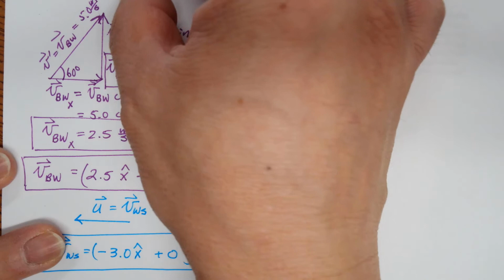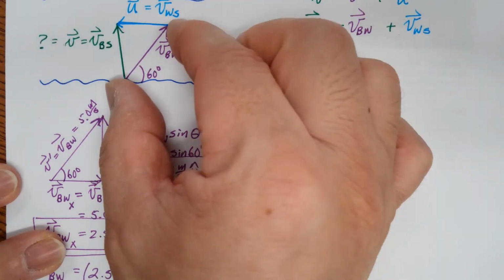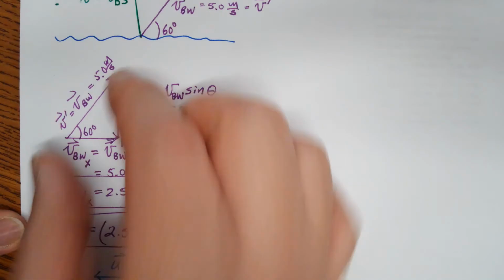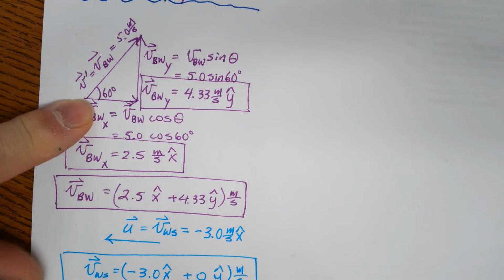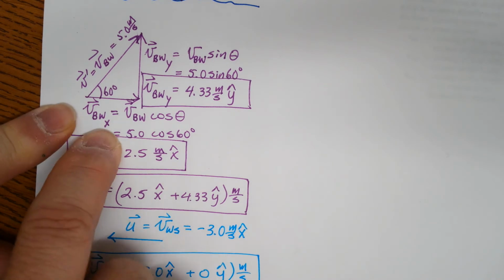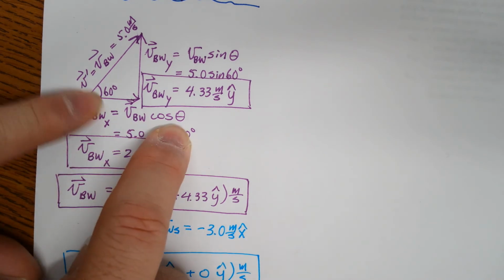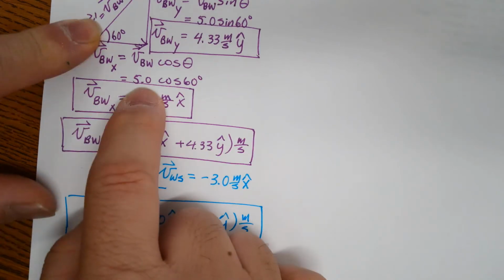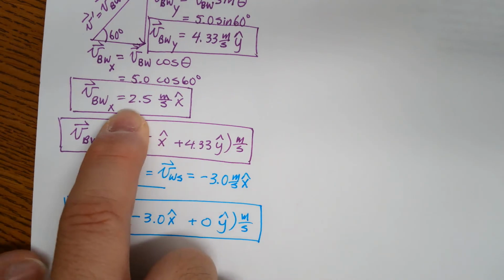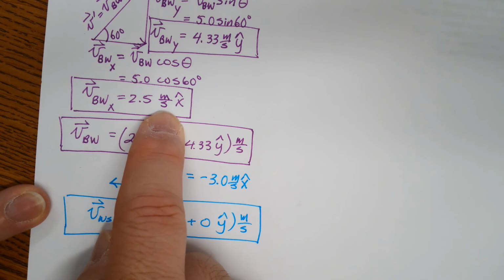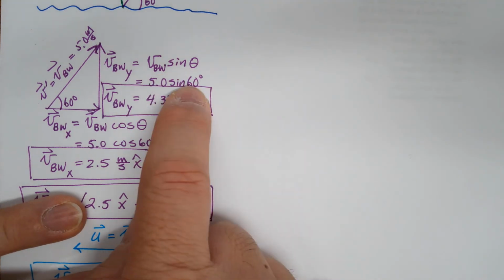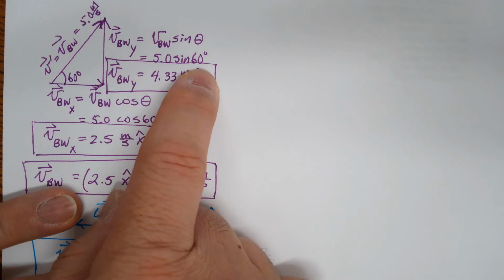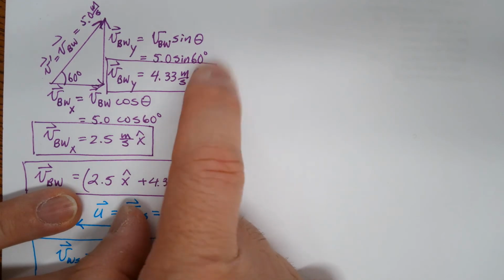When I broke this up, the purple vector, which is the VBW, I redrew it here and broke it up into its x and y components. The x component is VBWX, which is VBW times cosine of this angle theta, 60 degrees. So we get 5 times cosine of 60, which is 2.5 meters per second in the x direction. And in the y direction, VBWY is VBW times sine of theta. Theta is again 60 degrees, so 5 times sine of 60 gives 4.33 meters per second y hat.